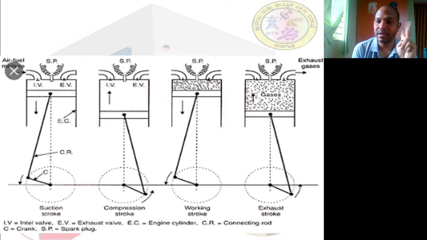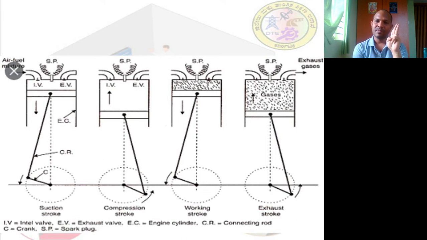And second point, the highly compressed air-fuel mixture, with a very high pressure and temperature, will be ignited, will be burnt by igniting a spark from the spark plug. This is the second point. So what happens? The fuel and air mixture, which is at a higher temperature and pressure, will be ignited using a spark plug. So the combustion takes place.